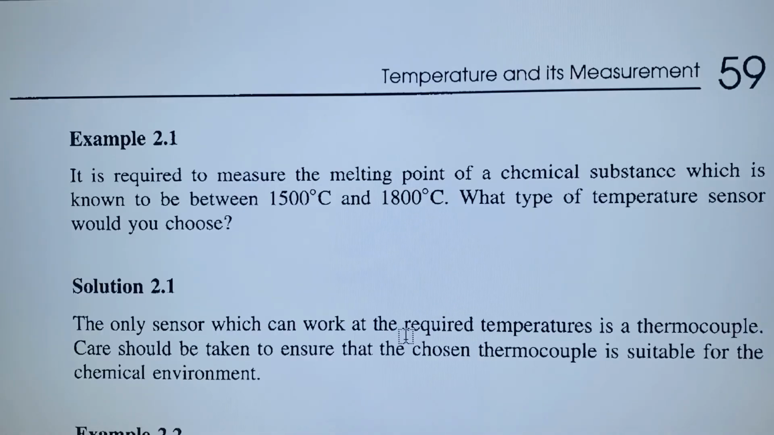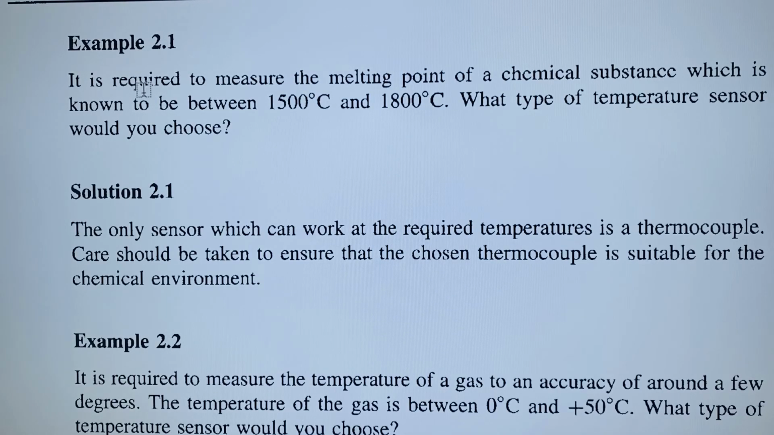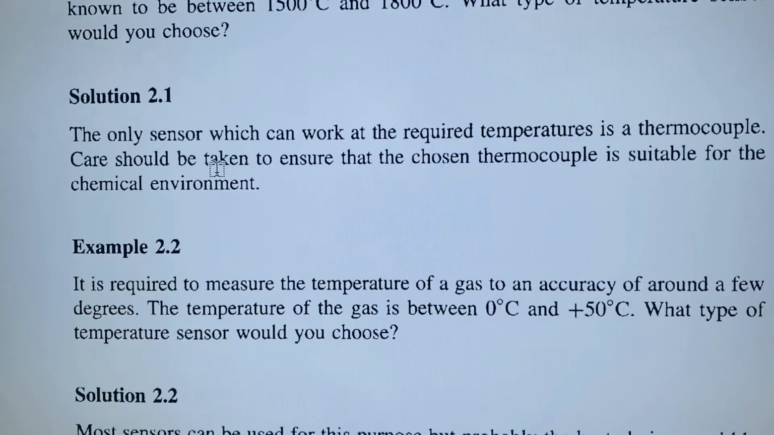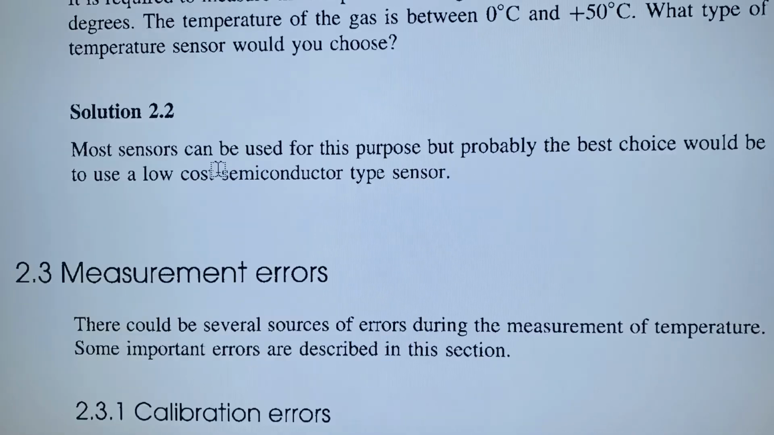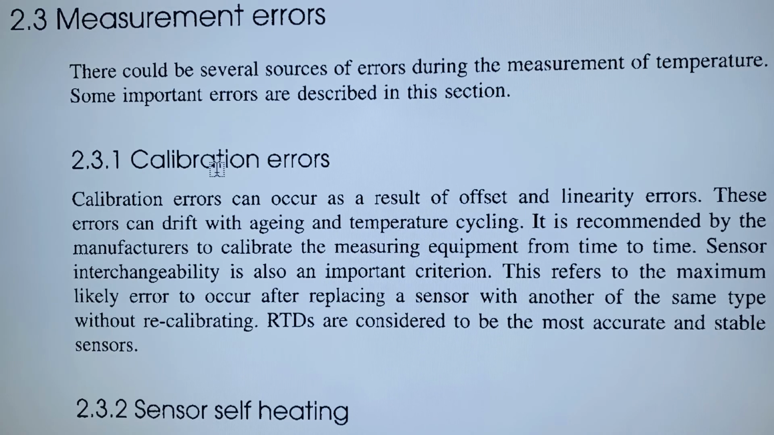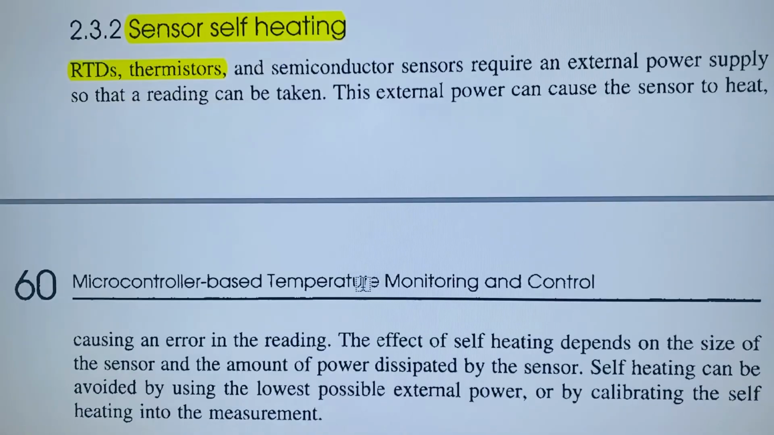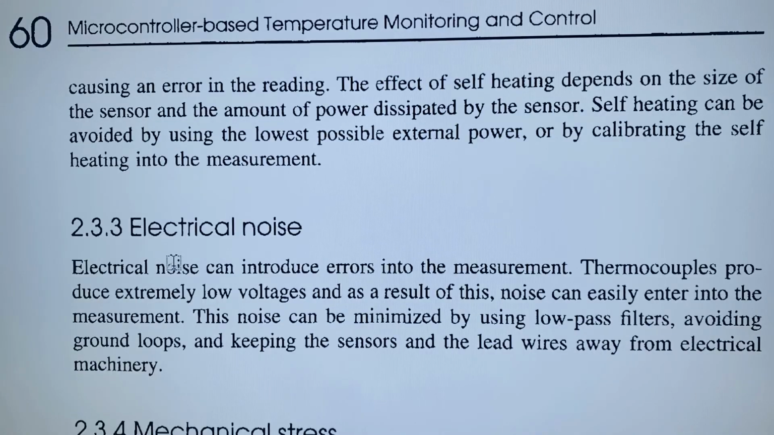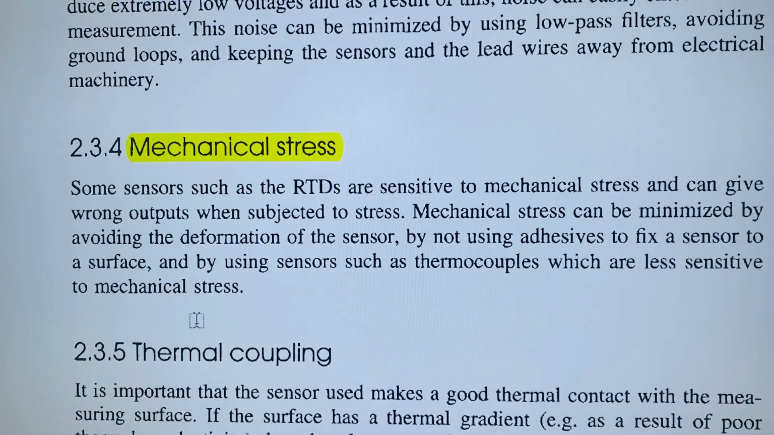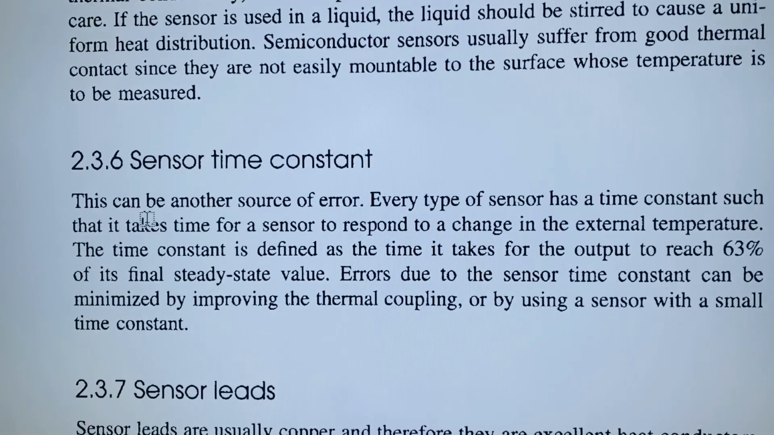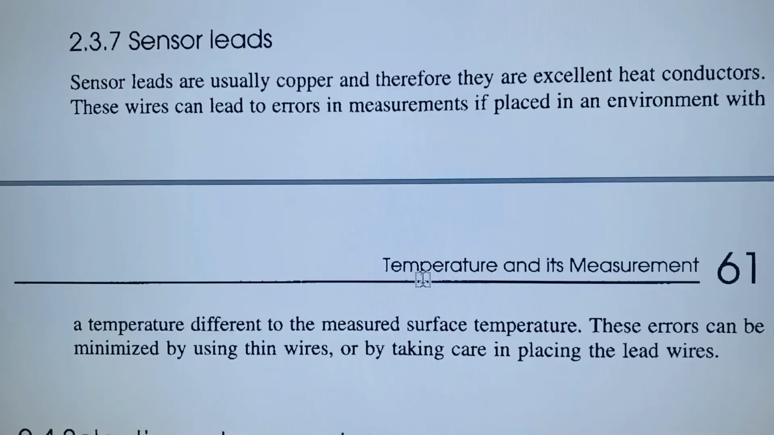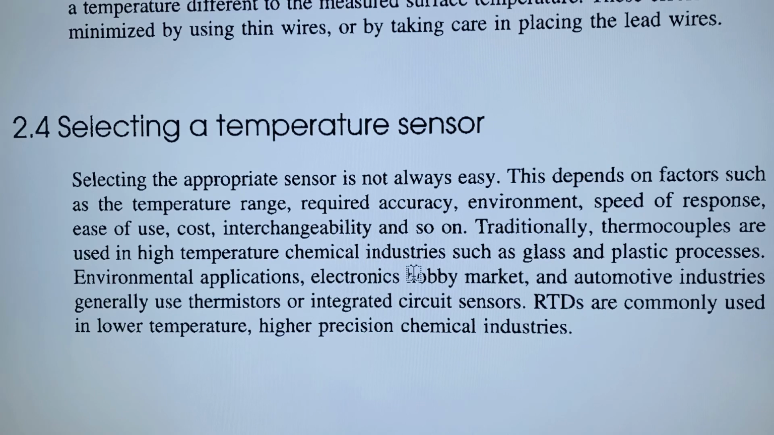Okay, and there are some examples here which are for you to read and do your homework in this chapter. So please write down those into your notebook. And there are other topics like measurement errors. What is a measurement error? How do you calibrate errors? Sensor self-heating, okay, those topics we will see later, and also the topics of electrical noise, mechanical stress, thermal coupling, how do you solve those issues, sensor time constant, how many seconds does the sensor require to respond to a change in the external temperature, okay, and sensor leads, and another topic is selecting a temperature sensor. We will see those in another video lesson.